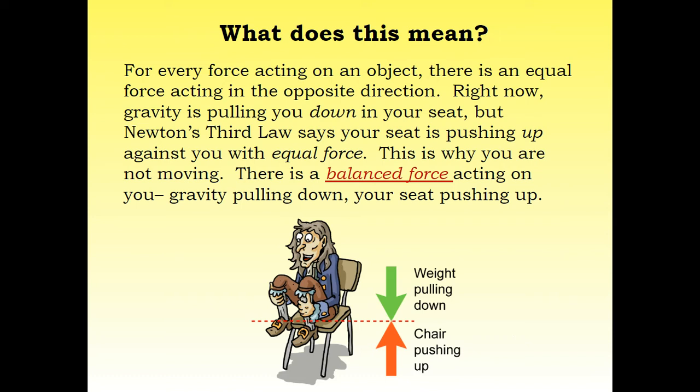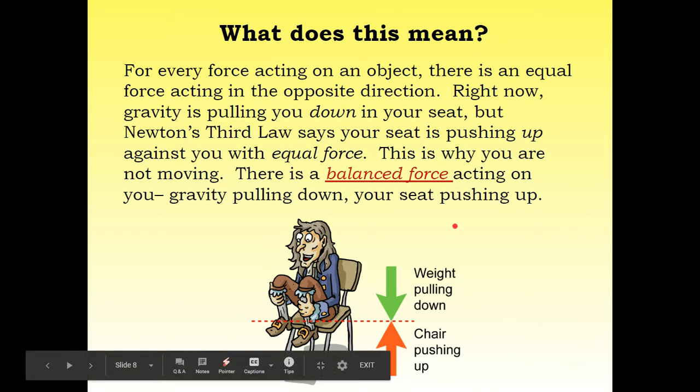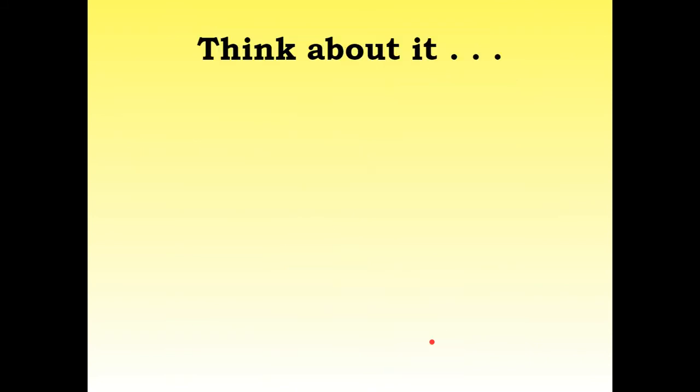So right now, gravity is pulling you down in your seat, but Newton's third law says that your seat is pushing up against you with equal force. So that's why you're not moving. That's why you're not falling through the chair and accelerating into the floor. There is a balanced force acting up on you as gravity is pushing you down. So again, gravity pulling you down and the chair pushing you up. Because those forces are balanced, you sit on the chair nice and calmly.